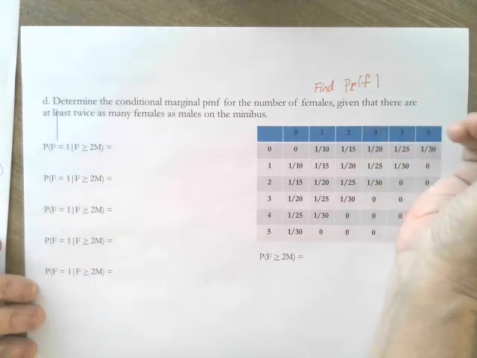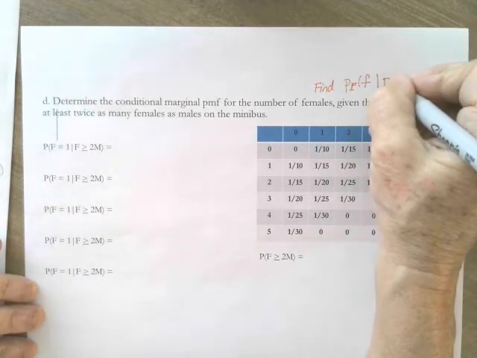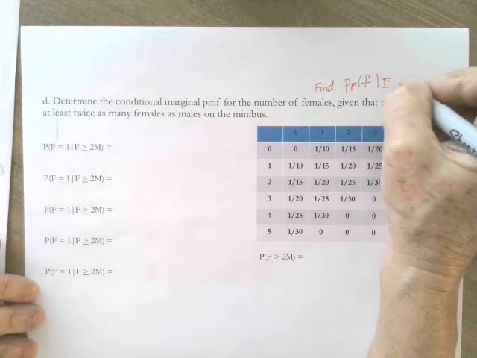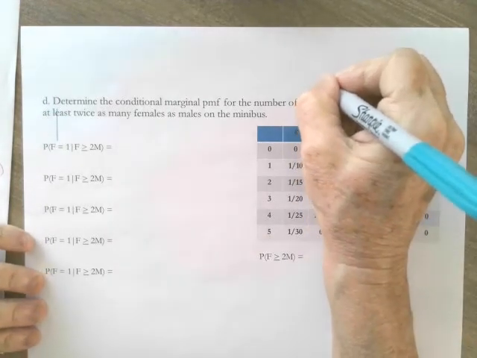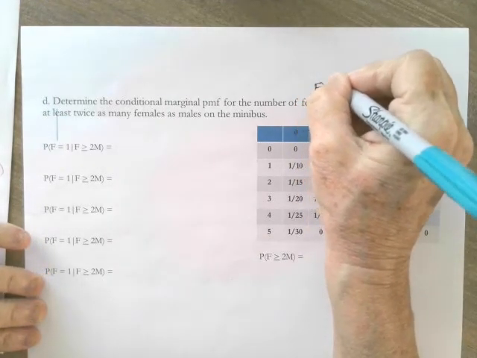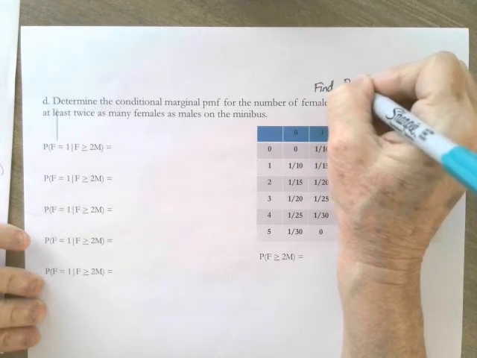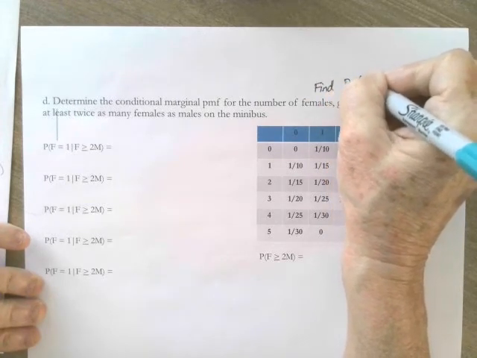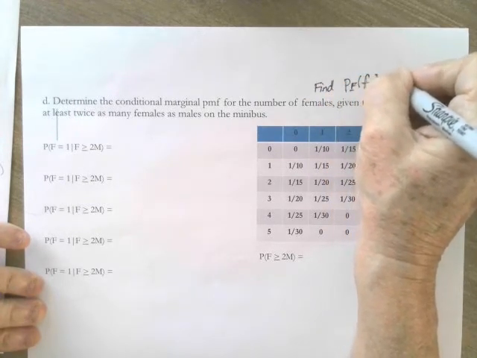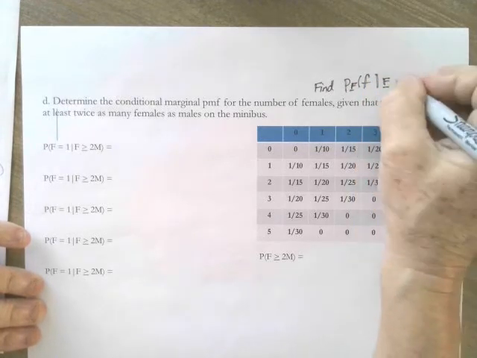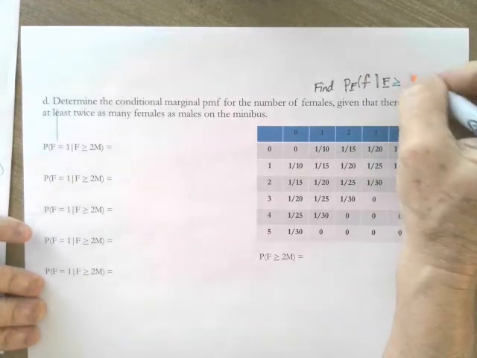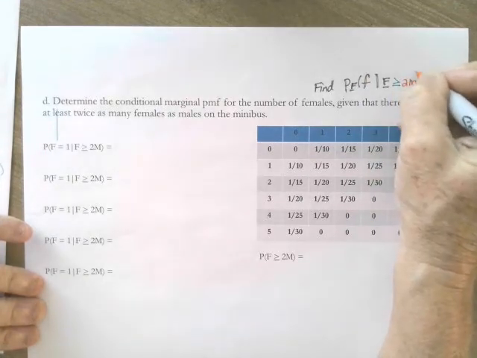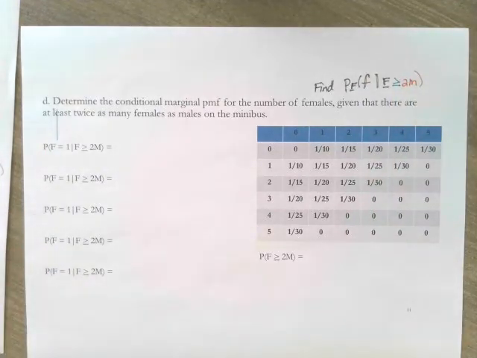So given that the number of females on the bus is, oh shoot, I'm using the wrong color. Hang on. There we go. We'll just cover it up. It's fine. All is well. Given that the number of females is at least 2 times the number of males on the bus. Okay? So that's what they want us to find.